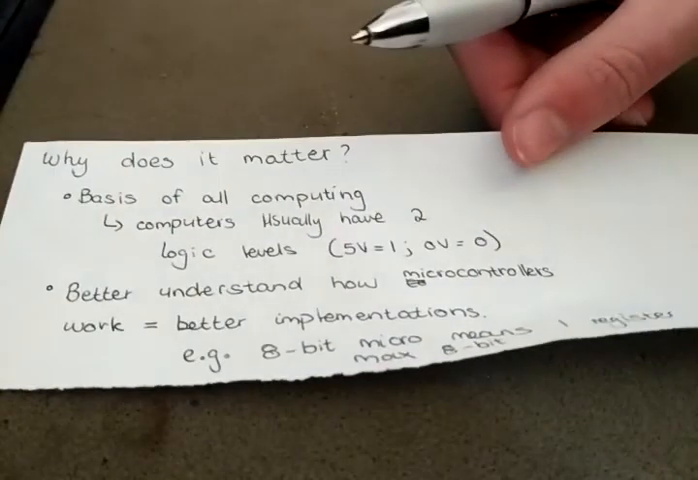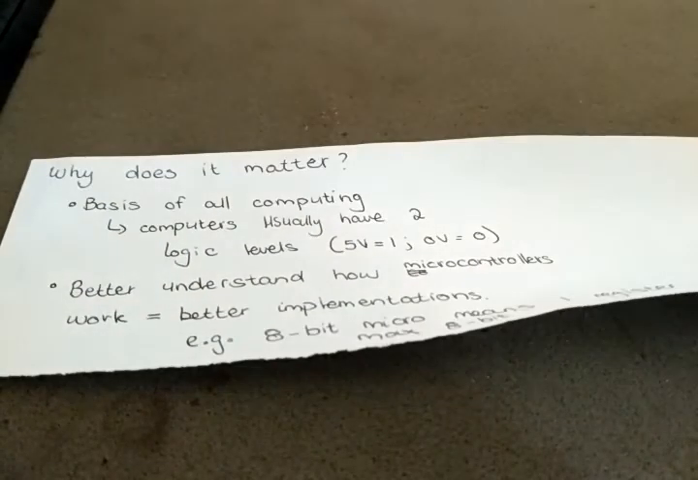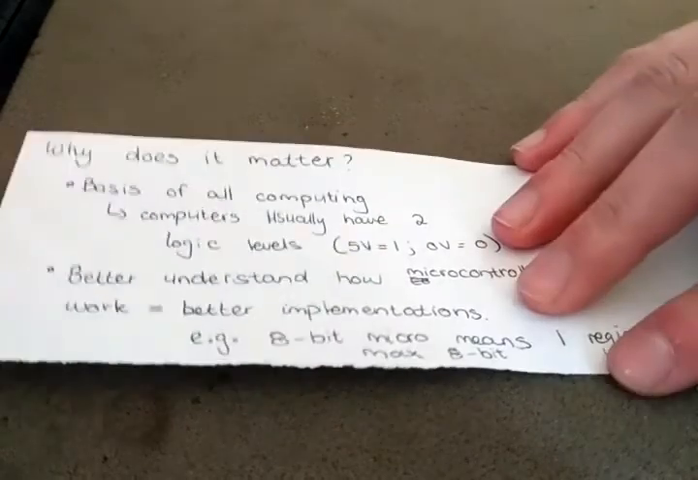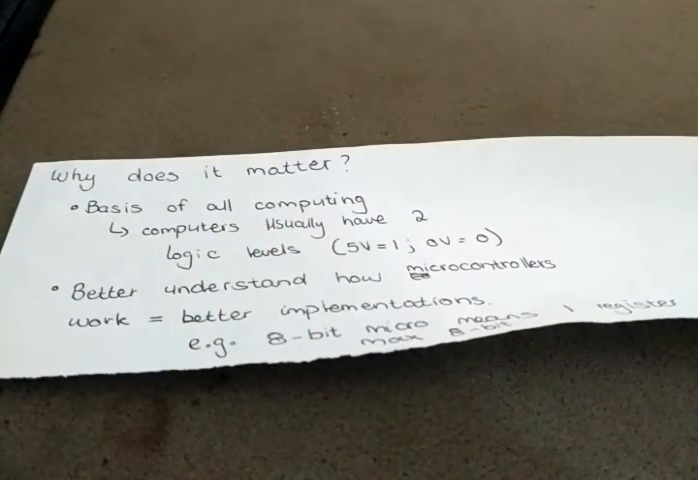So why does this matter? The basis of all computing is binary. Usually computers have two logic levels. 5 volts represents a 1, or on, or true. 0 volts represents a 0, or false.